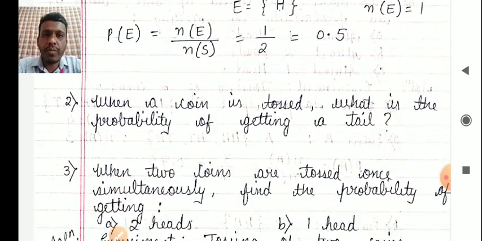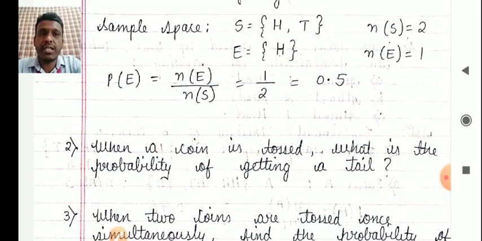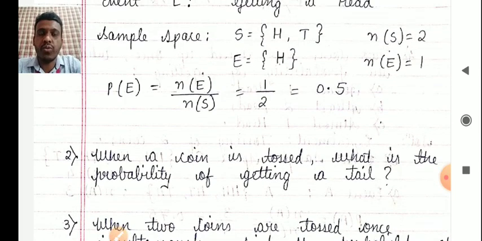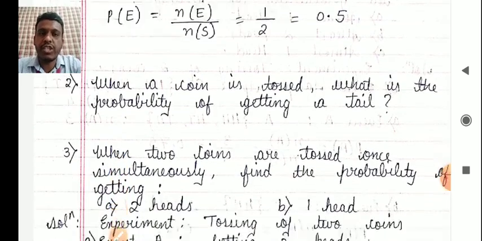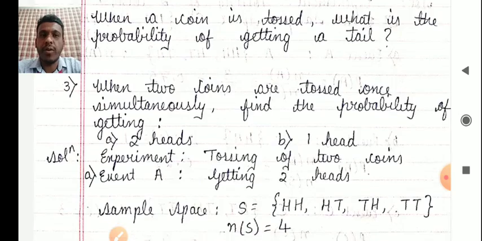The next problem is a homework problem. You have to solve this after this problem only. When a coin is tossed, what is the probability of getting a tail? Similarly, the answer will remain the same, everything will remain the same. The only thing that will change is this event E that they have shown you. Once you solve this homework problem, then you solve the third problem.